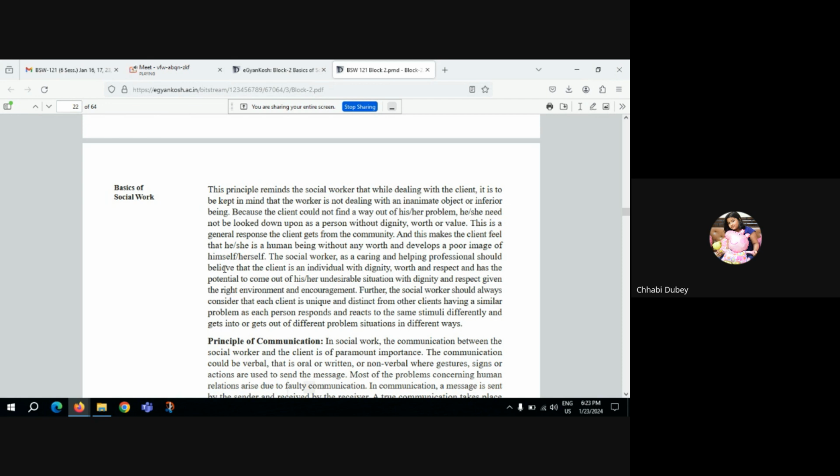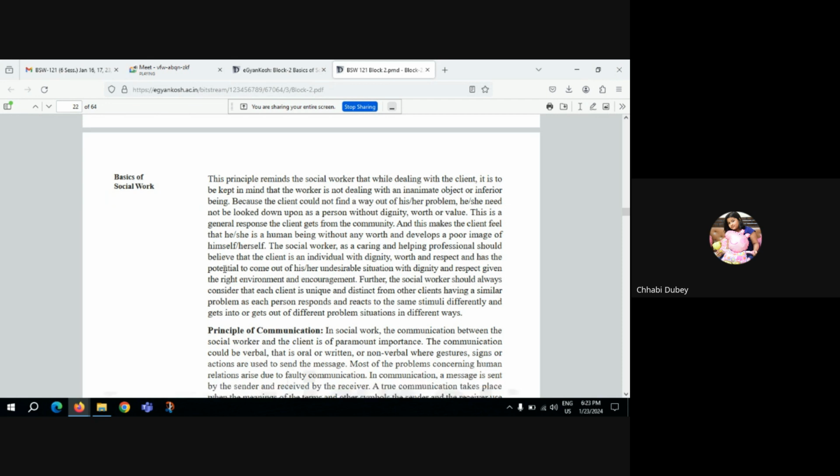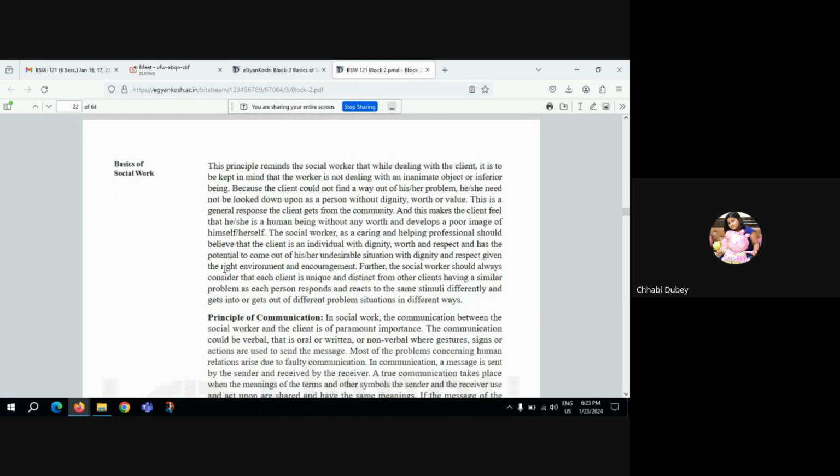Now, considering the fact that every client is different from other clients, they may require separate solutions, maybe even for similar problems, because of the different background that they come from, and because of the different needs as perceived by the clients. That is why we have to see every client as a different individual.